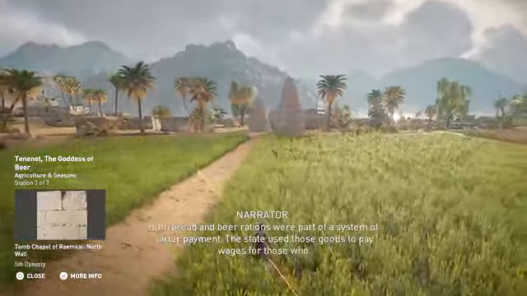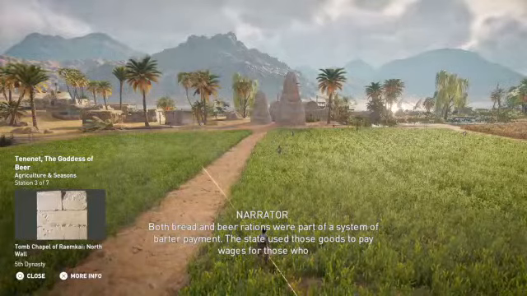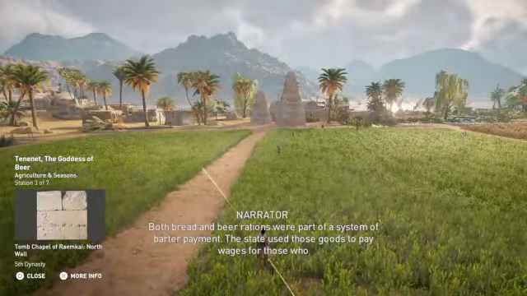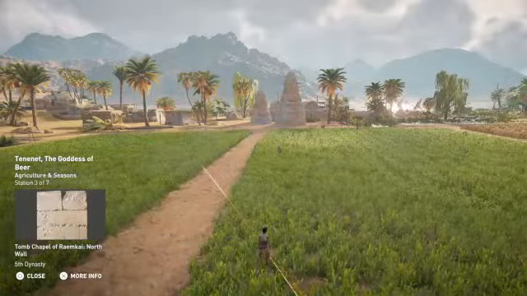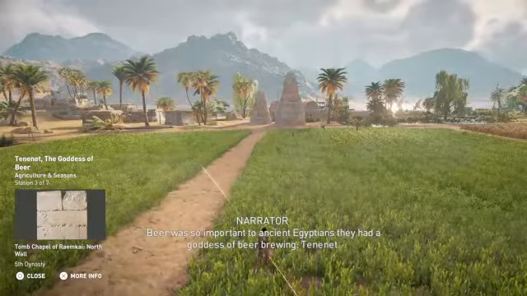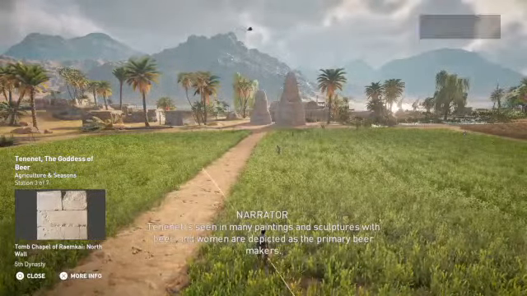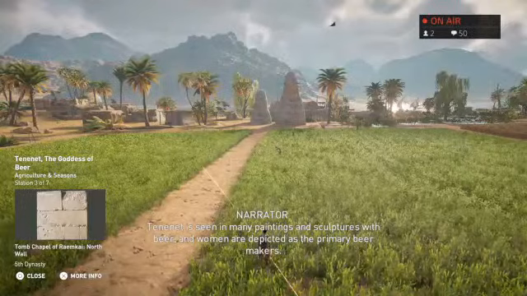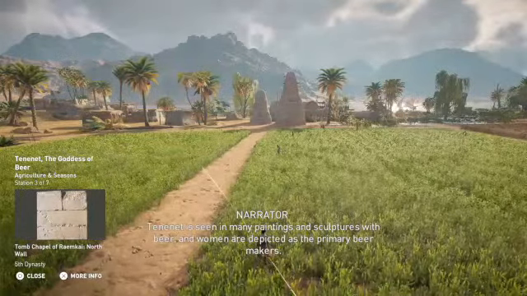So, both bread and beer rations were a long part of a system of barter payment. The state used those goods to pay wages for those who worked in the quarries and at the construction sites. Beer was so important to ancient Egyptians, they had a goddess of beer brewing, Tenenet. Tenenet is seen in many paintings and sculptures with beer, and women are depicted as the primary beer makers.